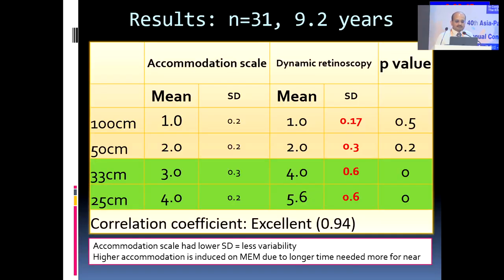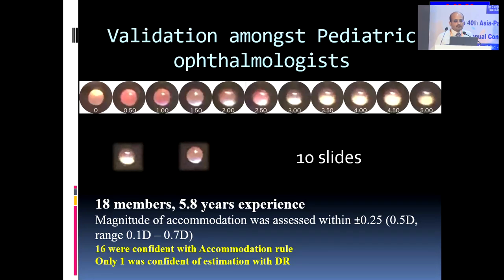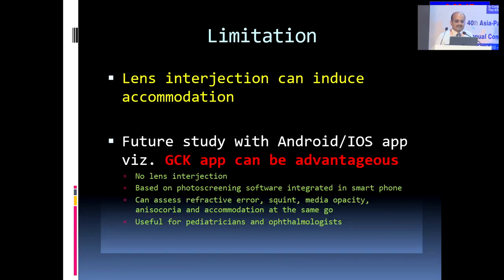And when we compared, we found the accommodation scale to have better values at 33 and 25 centimeter versus the current gold standard, and the correlation coefficient was excellent between the two techniques. We also validated the same scale among pediatric eye surgeons of the city, and we found at the end of the validation, most, say 16 out of 18 members, were able to confidently assess using this particular scale.